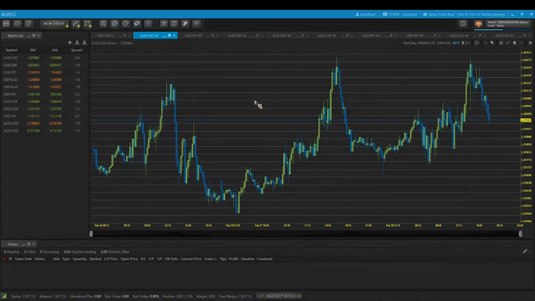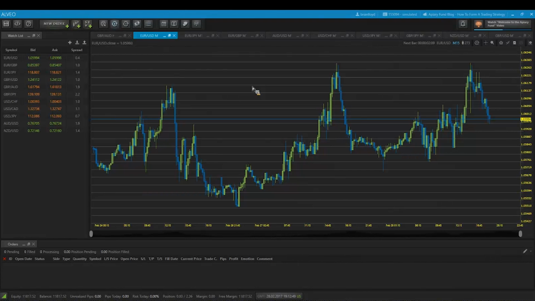Okay, so let's look at different kinds of charts. Let's take a look at this. Right here, these are candles. Where's the origin of candles? Where do they come from?